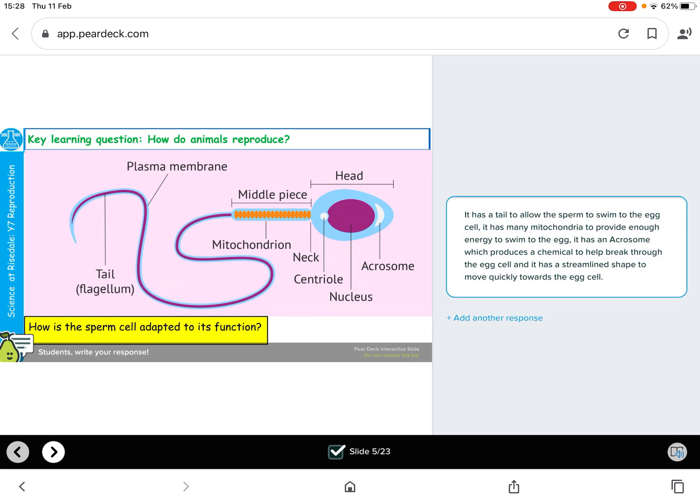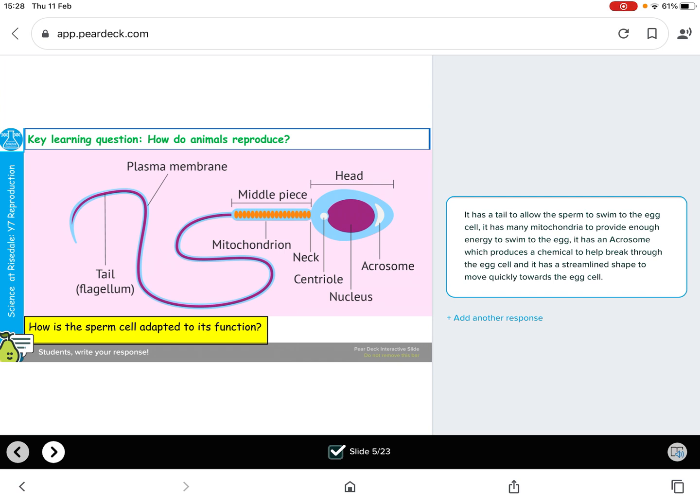Okay, and we talked in the live lesson, and you copied down a table that had the features of the sperm cell. Firstly, its tail, which is sometimes called the flagellum. This allows the sperm cell to move through the female towards the egg cell. To power the tail, they need lots of energy, and the energy is released by a chemical reaction called respiration, which takes place in the mitochondria. Sperm cells have more mitochondria than other cells, so they can make more energy.